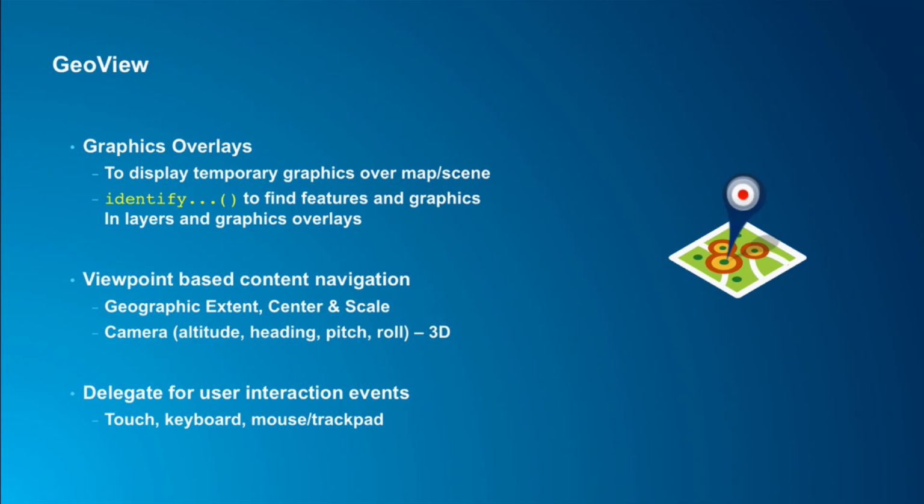Changing the viewpoint of the geo view is very easy. We allow you to change the viewpoint based on extent, center and scale. And if you're using 3D content, you can use a camera where you can specify heading, altitude, pitch, and roll.